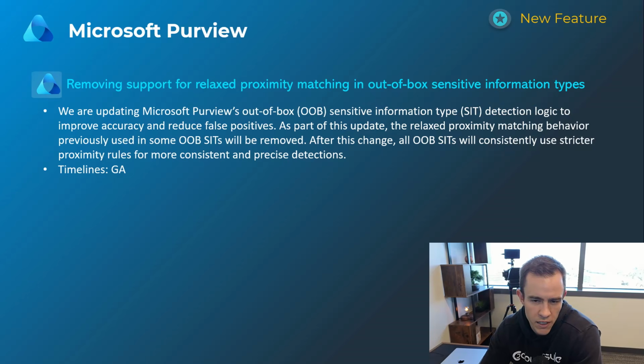Timelines on this one's GA, so nothing really going to affect you in this way, but hopefully we start to see some of those out-of-the-box sensitive info types become much more accurate.